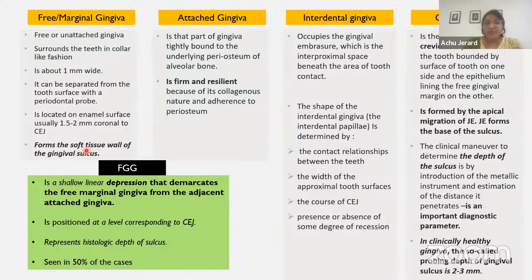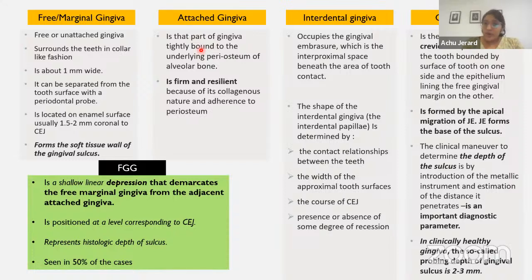It forms the soft tissue wall of the gingival sulcus, and this question has been asked. Okay. So you have to know that marginal gingiva is the one that forms the soft tissue wall of the gingival sulcus. I'm repeating it again. That is all you need to know about the marginal gingiva. And now moving on to the attached gingiva.